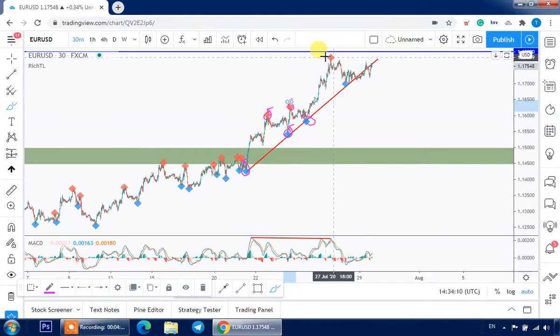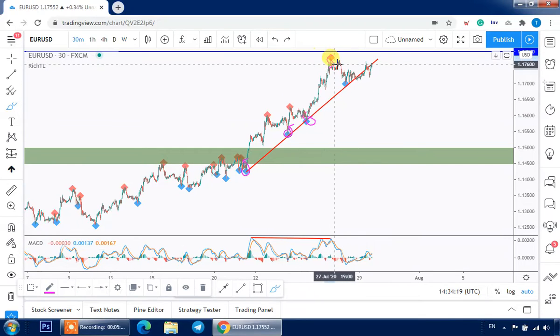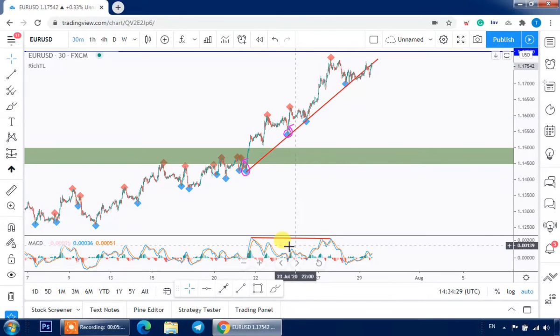As you can see, here we go, here as well. So higher lows and higher highs, but for now price is trying to make a higher high, higher than this swing, but for now it's failing to break higher. So that's what explains the divergence on MACD.